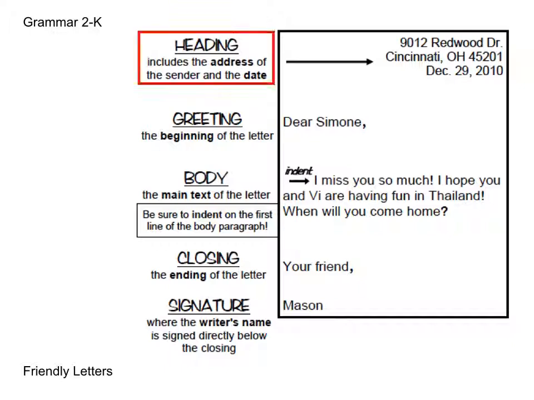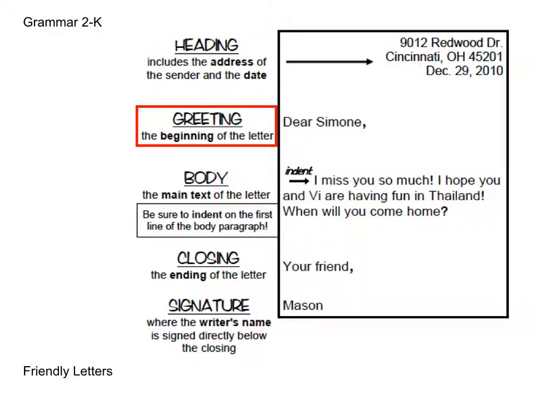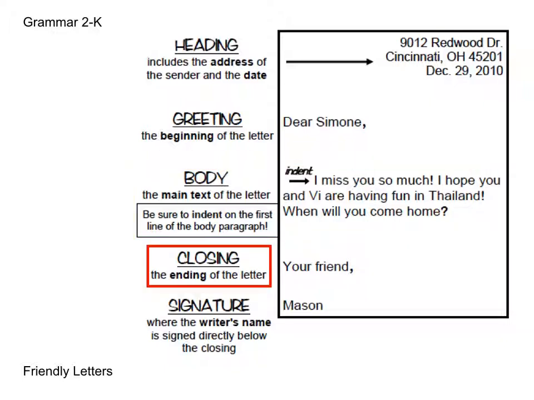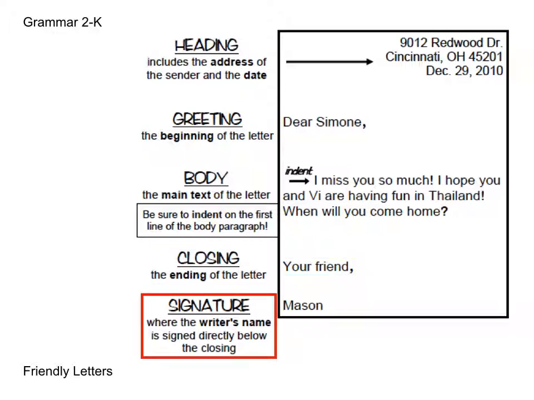Here we can see we start with the heading, which is the address and the date on which the letter is written. We have the greeting, which includes some kind of greeting like dear, and the name of the person or people this will be written to. We next have the body, which will be indented and is just pretty much what the letter is about. And then we have the closing, which would be something like sincerely, see you soon, or your friend. Notice that we capitalize that first letter, but we don't capitalize every word in the closing of the letter. And then we have our signature, which is just the person's name who has written the letter.